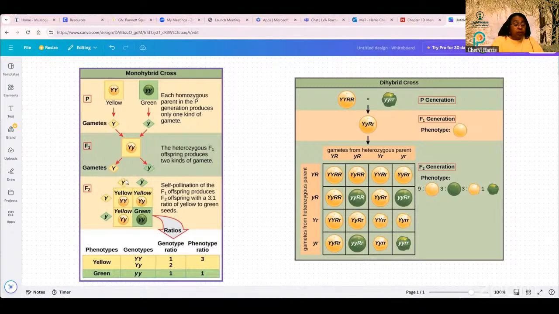So in the first box, we take one from the top and one from the side, and there just happen to be both capital Y's. So in that first box, we have two capital Y's. In the second one, we take that one green and we match it with the capital Y on the other side. So in this box, we have a capital Y and a lowercase y.